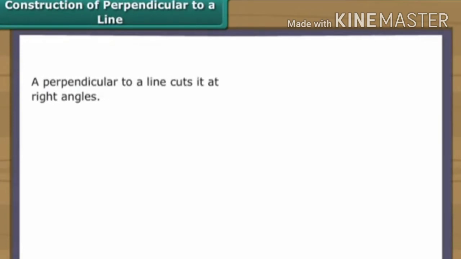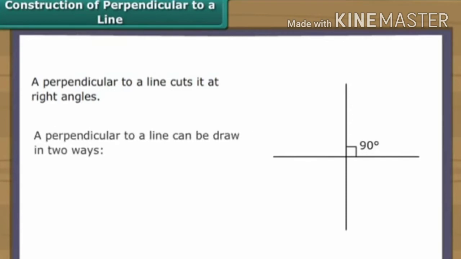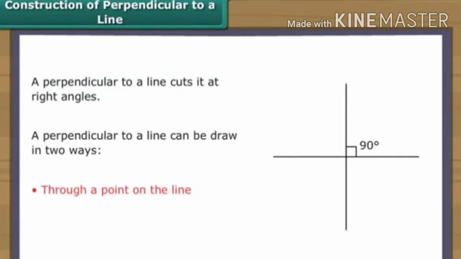Construction of perpendicular to a line. A perpendicular to a line cuts it at right angles. A perpendicular to a line can be drawn in 2 ways. Through a point on the line, through a point outside the line. Let us learn to construct perpendiculars in both the ways.